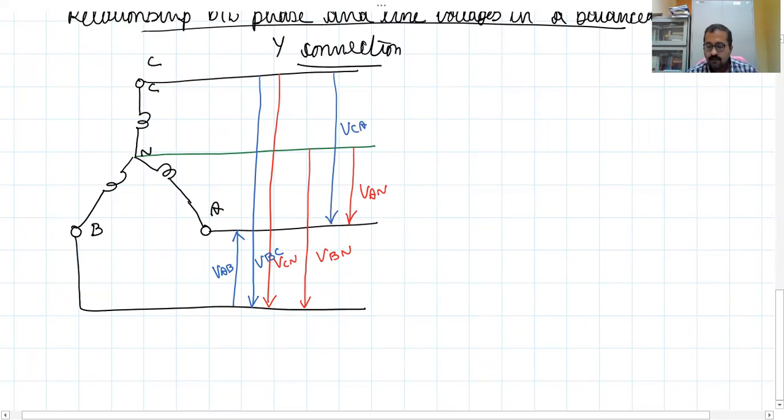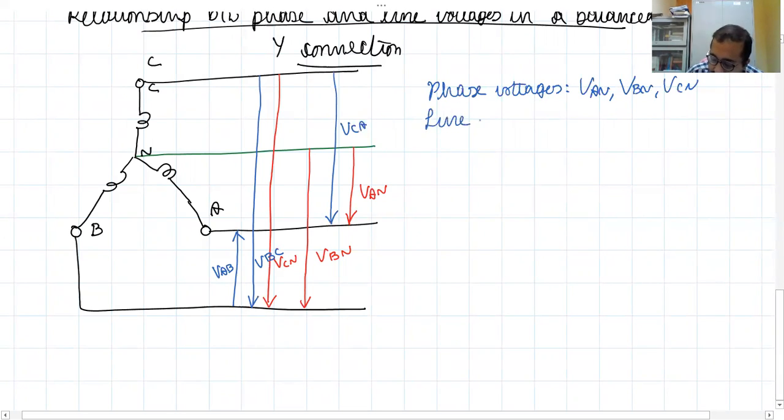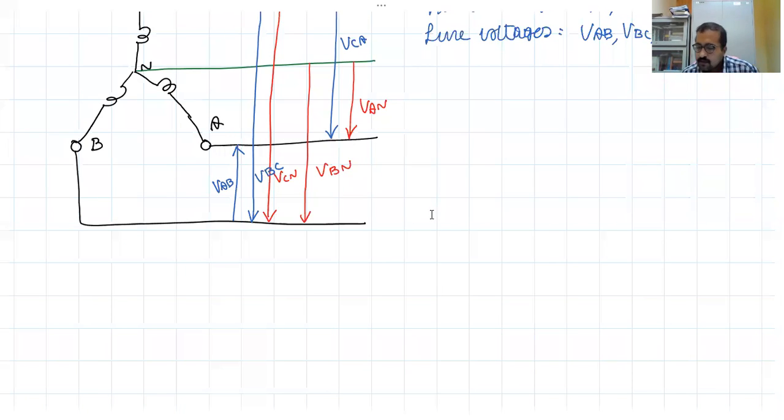VCA. Okay, so what are the phase voltages? Phase voltages are VAN, then VBN, and VCN. What are the line voltages? Line voltages are VAB, VBC, and VCA. Okay, these are the line voltages. So these are the respective line voltage and phase voltage.